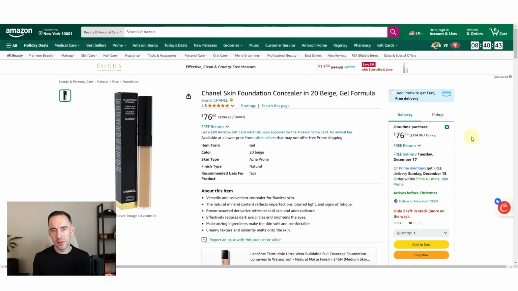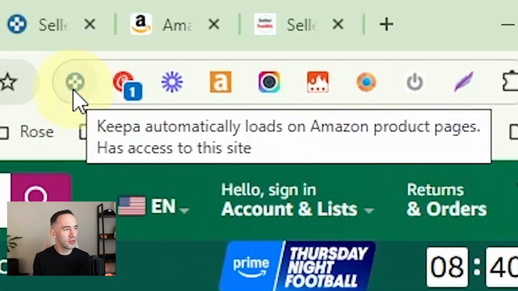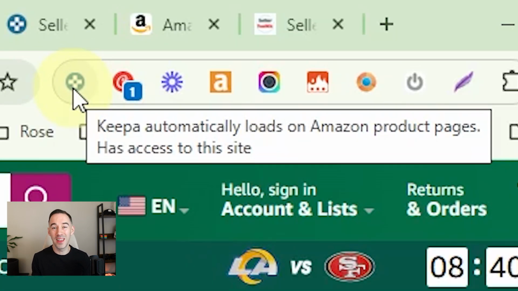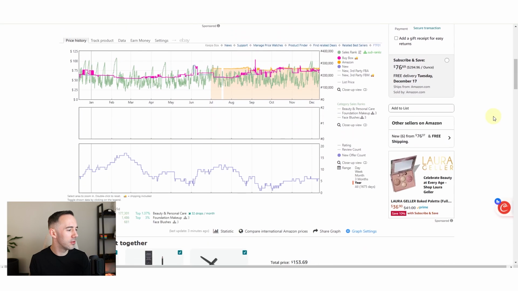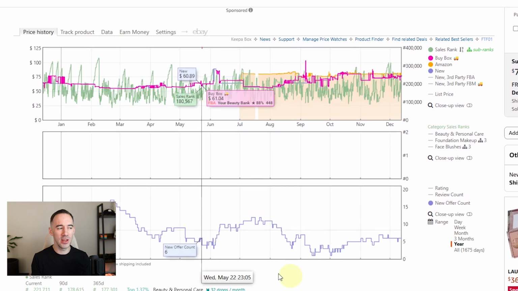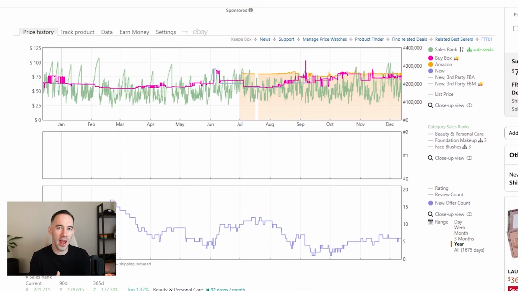Once you get Keepa installed, you're going to see a Chrome extension pop up here, which is going to show you Keepa is loaded. Now, when you come to any Amazon listing and scroll down, you're going to start to see this information pop up in the middle. And we're going to go through it now in detail.